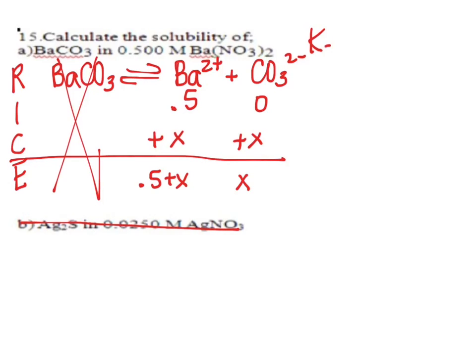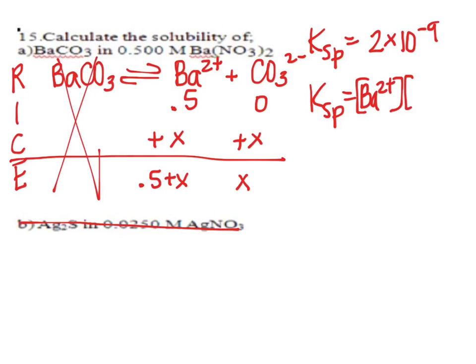Our Ksp on this problem a while ago was what? 2 times 10 to the negative 9? So then we go in and we solve our Ksp expression. So Ksp is [Ba 2+] and [CO3 2-]. And then we can solve.